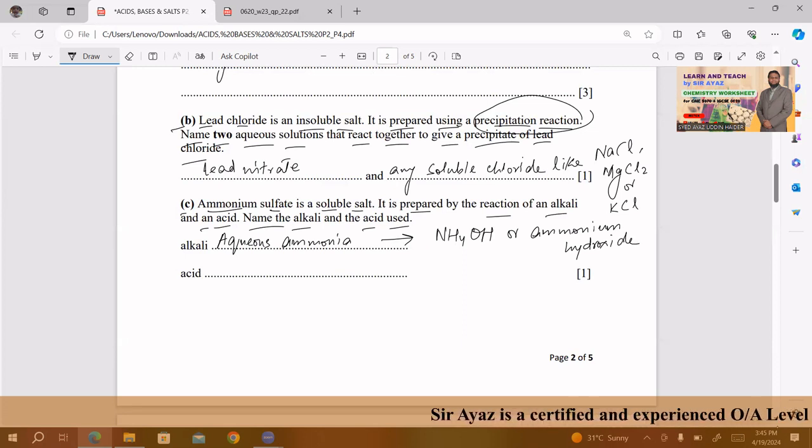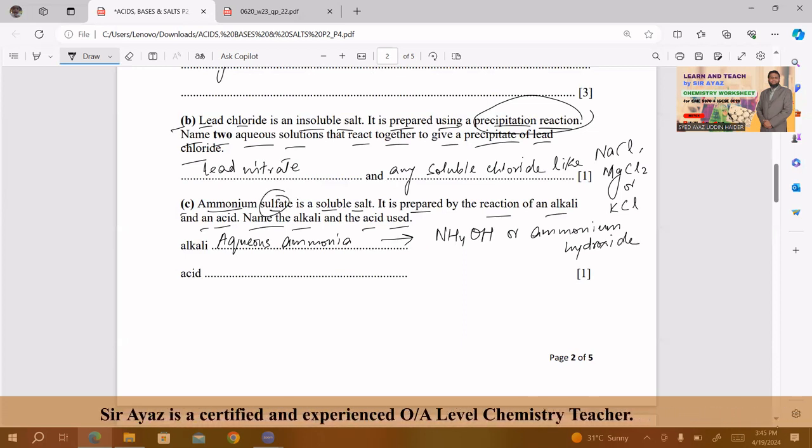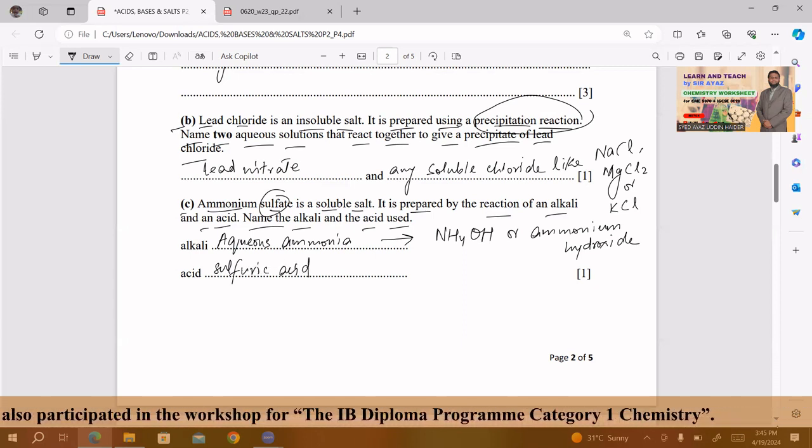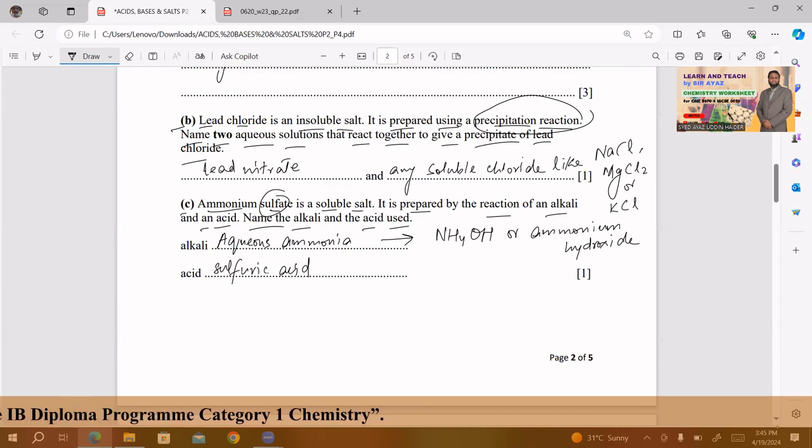What about the negative ion here? We have sulfate here. Sulfate must be coming from the acid, sulfuric acid. So you write sulfuric acid. Now they are saying alkali and acid, so it must be dilute acid.